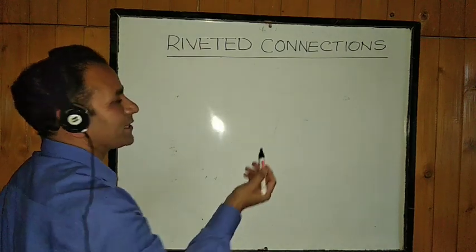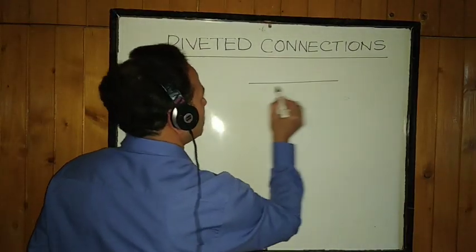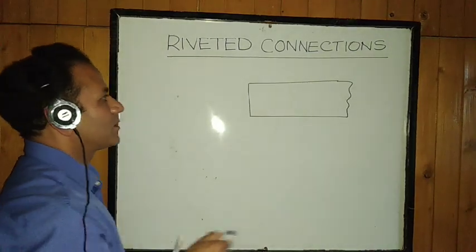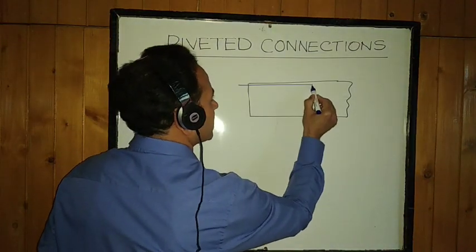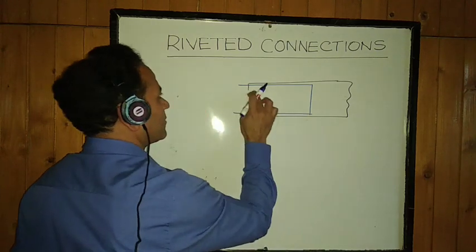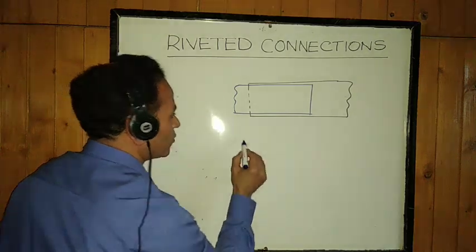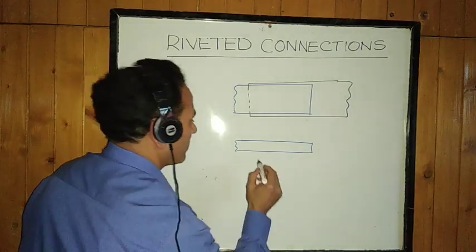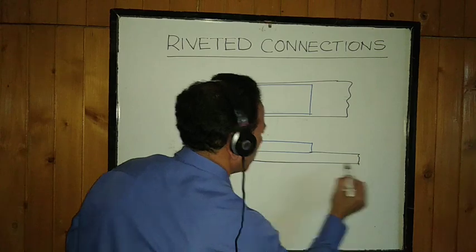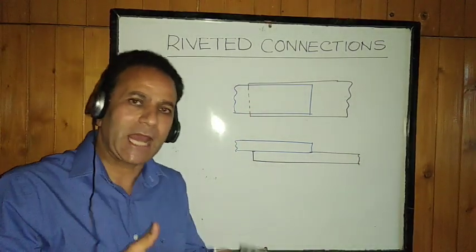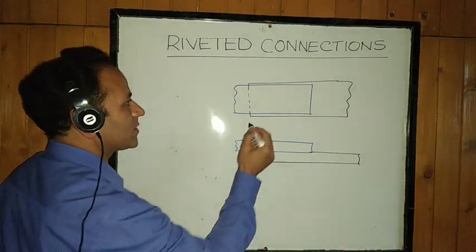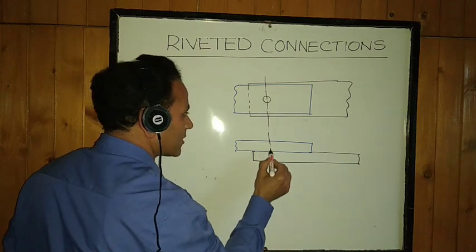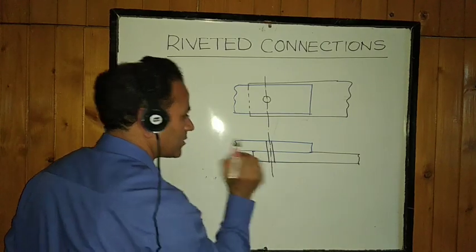So first of all, let's see what is a riveted connection. Say I have got two members. These are two plates which need to be connected to each other. This is another plate. If we show it in the cross section, this is one of the plates, and this is the lower plate. These two plates are just lapped with each other, overlapped, and we have to connect them by certain means. So I drill a hole over here. In the cross section, it will appear like this. This is the hole drilled.